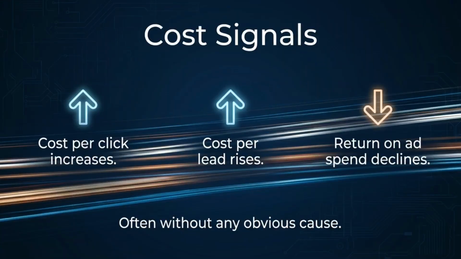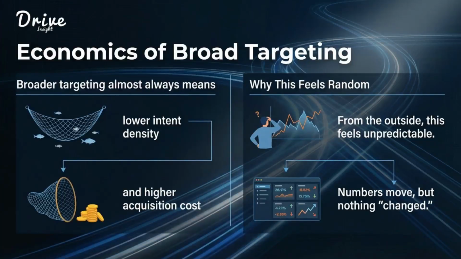So when a system becomes less confident, it starts protecting itself, and that shows up in several measurable ways. Your cost per click typically increases. Your cost per lead usually goes up. Your return on ad spend starts to decline, even if the spend stays the same. Your reach often expands unintentionally, because the system is struggling to find qualified matches.